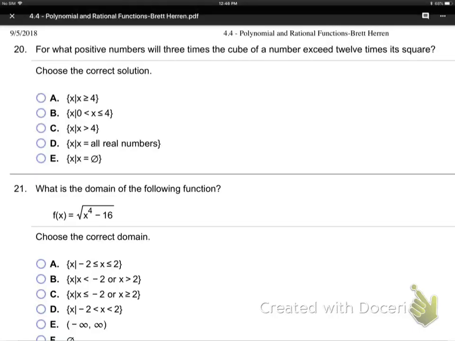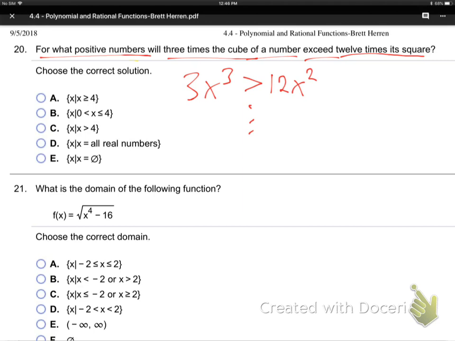It basically says, for what positive numbers will 3 times the cube of a number, 3 times x cubed, exceed, greater than, 12 times its square, 12 times x squared? There's the equation, solve it.